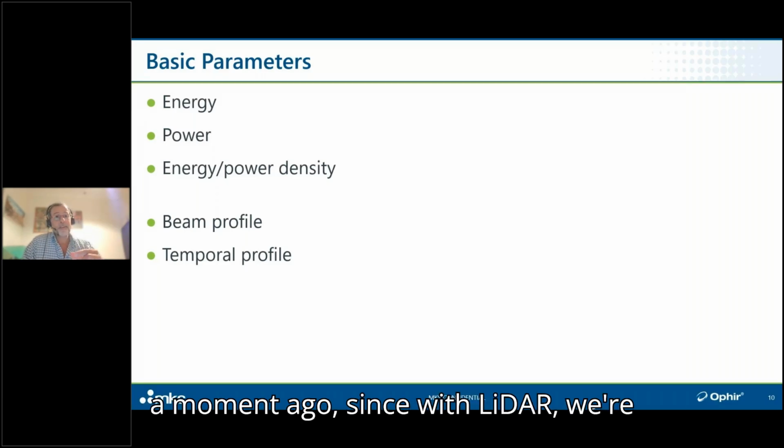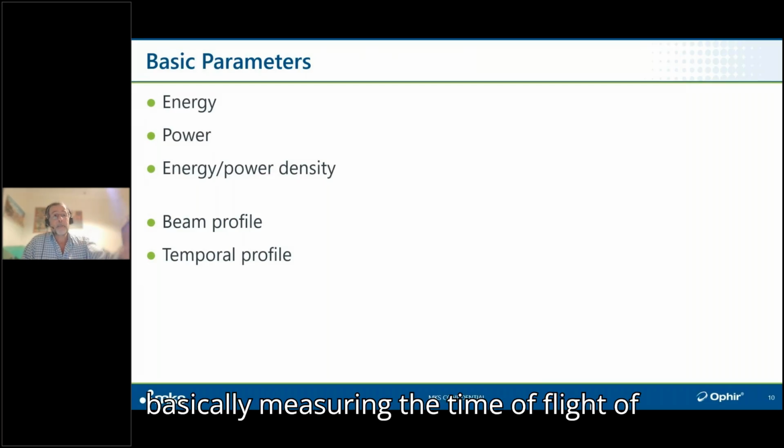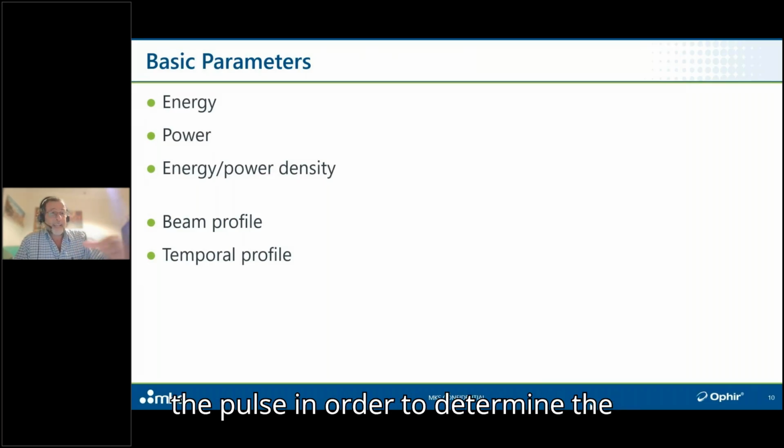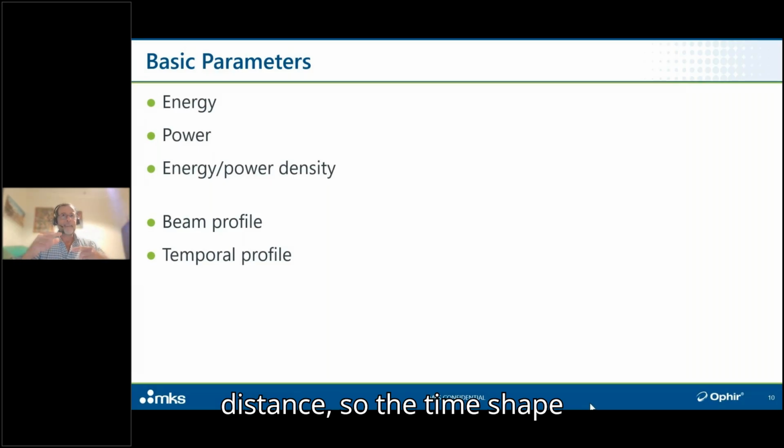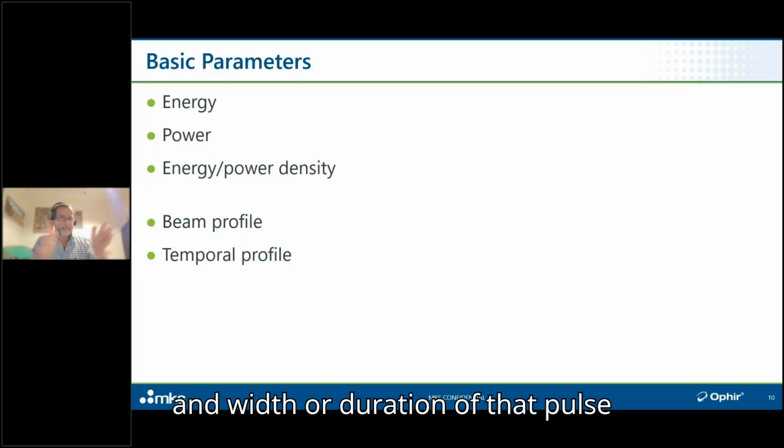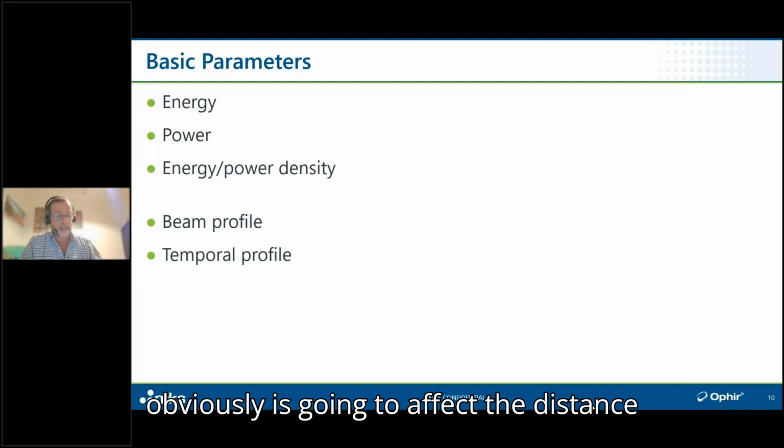Because if it's a very long duration pulse, it's going to be returning to me over the course of that duration, which means my calculated distance is going to have a certain uncertainty built in.